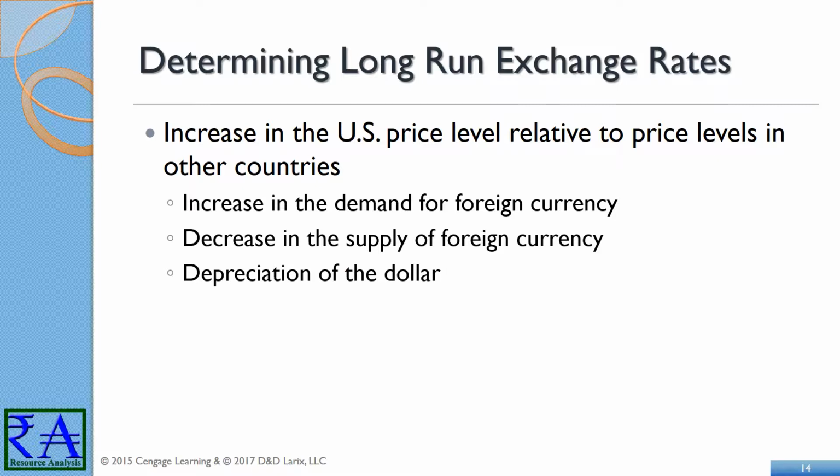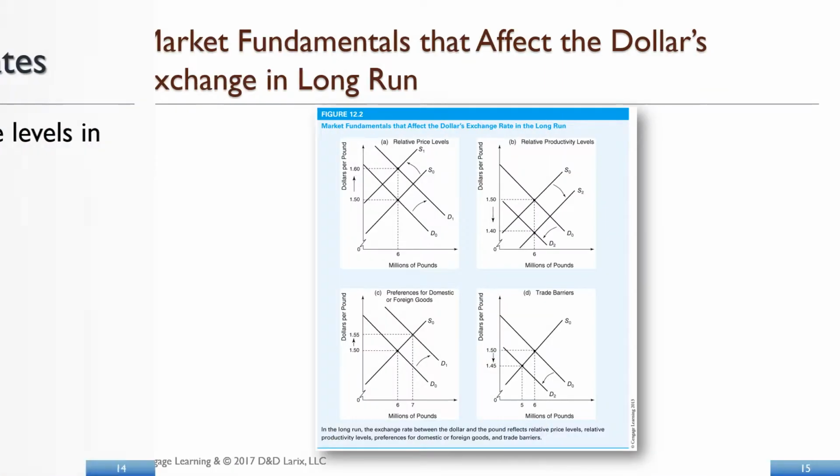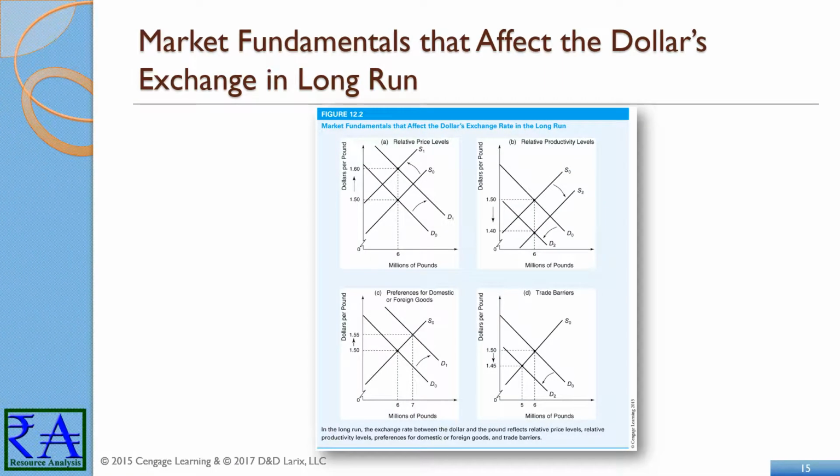For example, we can consider the exchange of US dollars and British pounds while evaluating the effects of relative price levels, productivity levels, country of origin preferences, and effects of trade barriers. We look into each category of change to explore the impacts.